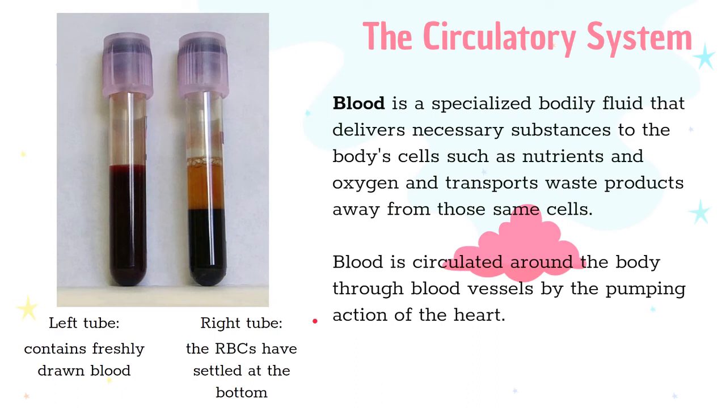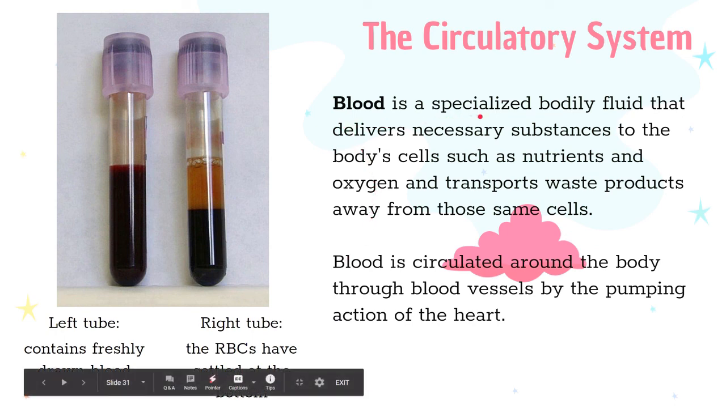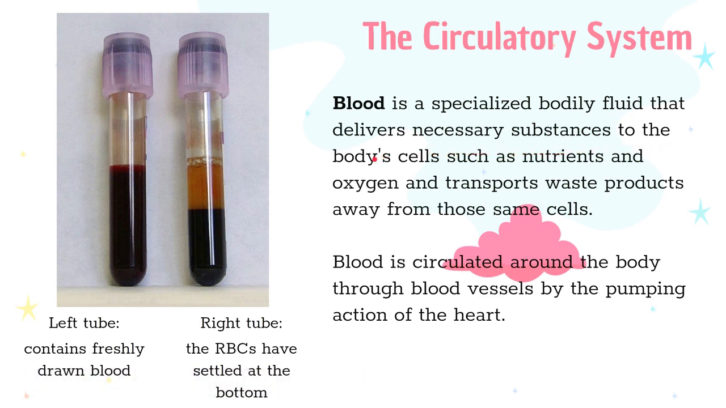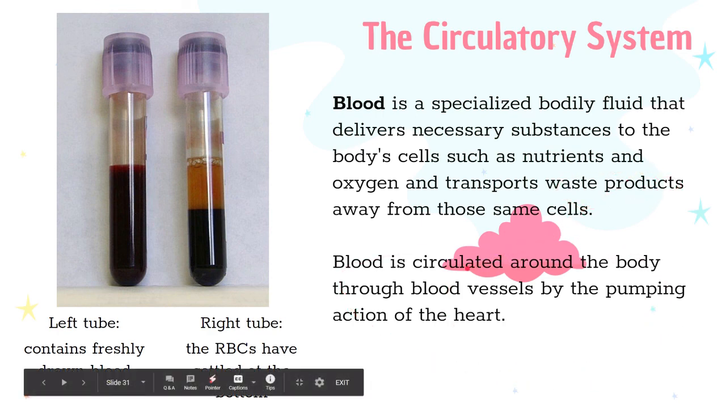The last component of the circulatory system are the fluids. The first fluid is your actual blood. This is a specialized body fluid that delivers necessary substances to the body cells, especially nutrients and oxygen, and it is also in charge of getting rid of the waste products away from the same cells. The waste products are the products of metabolic processes. Blood is circulated throughout the body through the blood vessels and the pumping action of the heart.